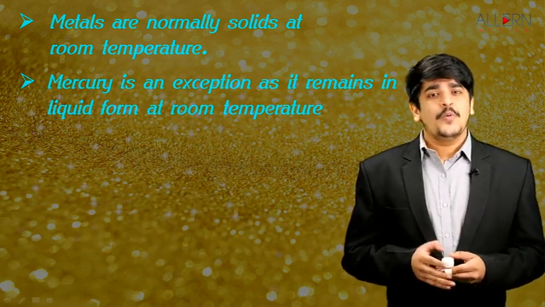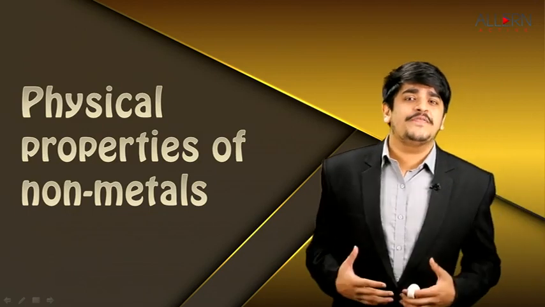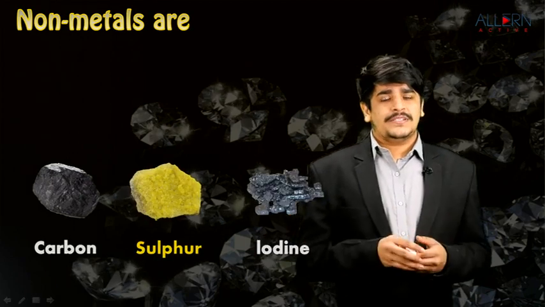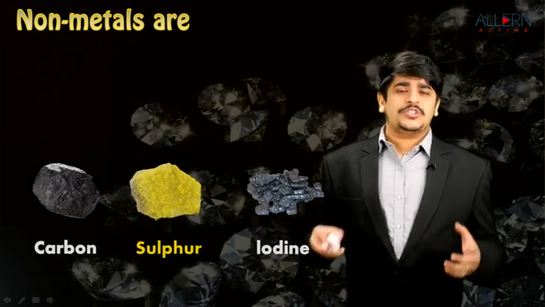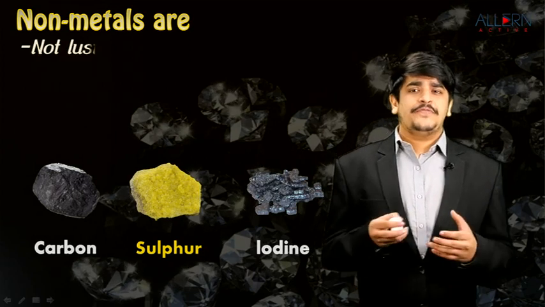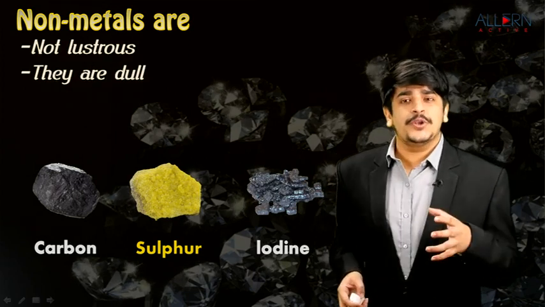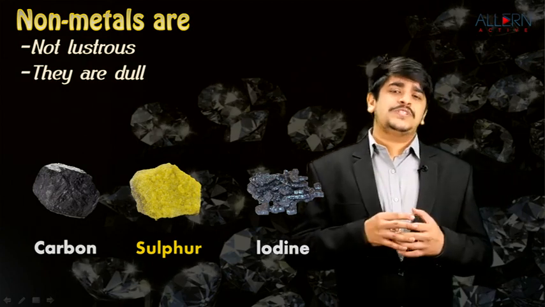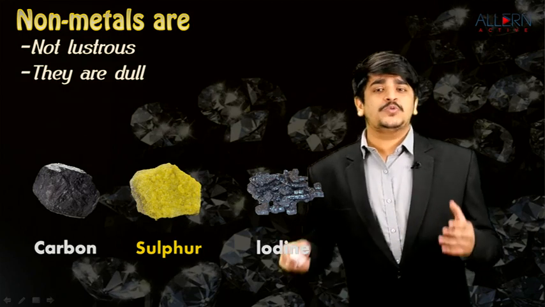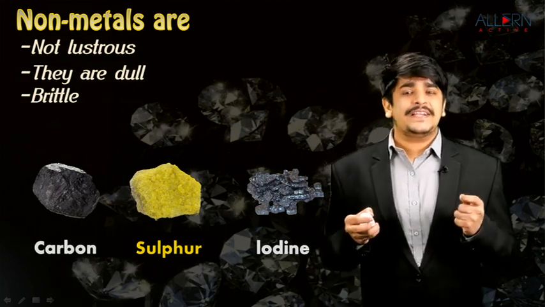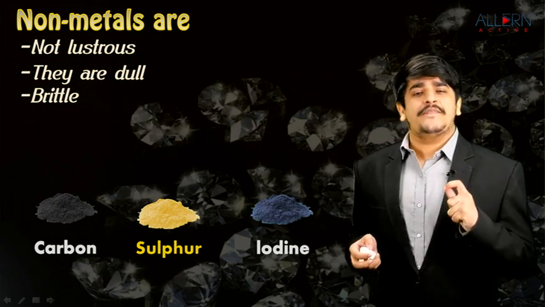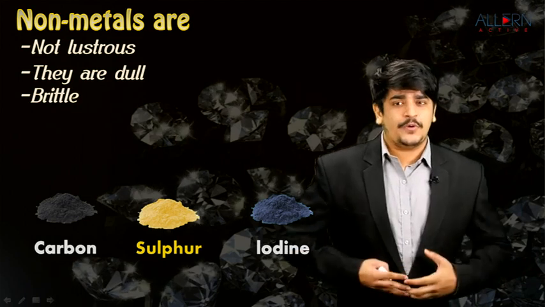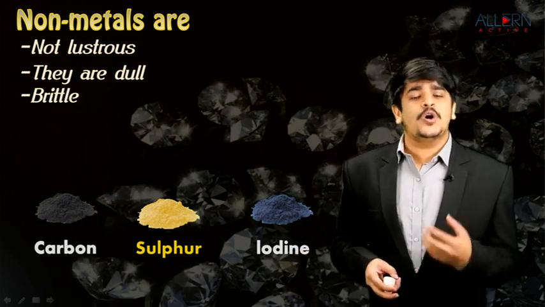However, moving on, we have the physical properties of non-metals to consider next. Non-metals are varied in nature, such as carbon, sulfur, and iodine, but they are considered to be non-lustrous, which means they do not have a metallic shine. They are not lustrous, which is why non-metals are classified as dull. At the same time, they are very brittle. When you hammer them, they break, they fracture, they will transform themselves into a powder.